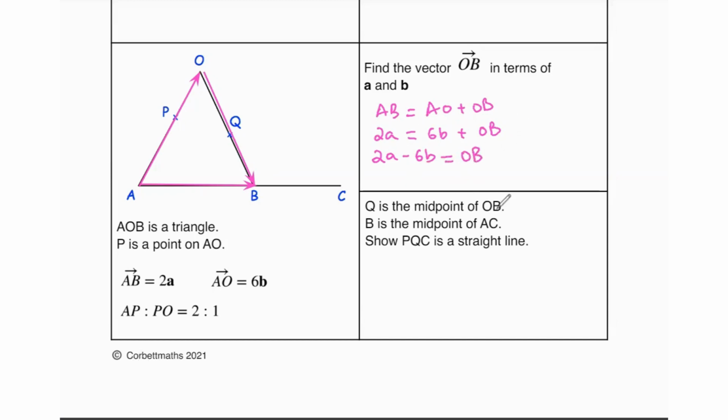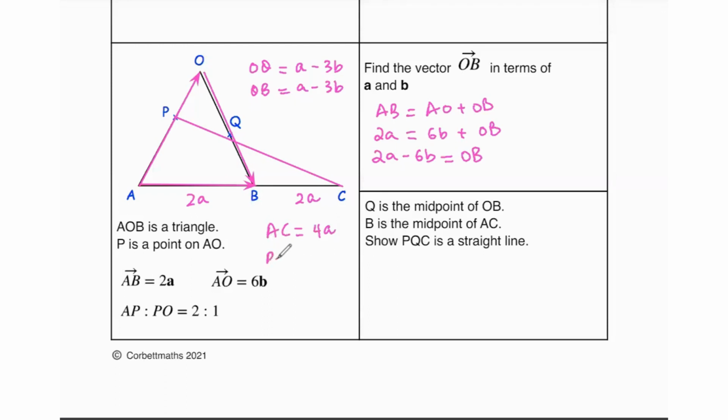Then it says Q is the midpoint of OB, which means OQ is going to be A minus 3B, and QB is also going to be A minus 3B. B is the midpoint of AC. So we know that AB was 2A, which means BC would be 2A and AC would be 4A. Show that PQC is a straight line. So we have to show that this is a straight line. So what we'll do is we'll begin with finding what PQ is.